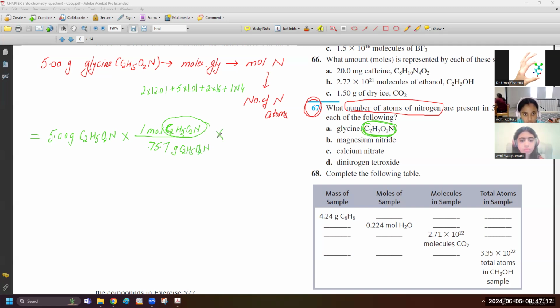What's the next ratio? Tell me the next ratio. What should I plug in the numerator? What should I plug in the denominator? Mole to mole. No, Avni. What are you plugging in the numerator? You have reached up to here, right? Now you want to go to the moles of nitrogen, moles to moles. So how has the gram come? Gram you have already taken in the starting. You're not going to take it again.